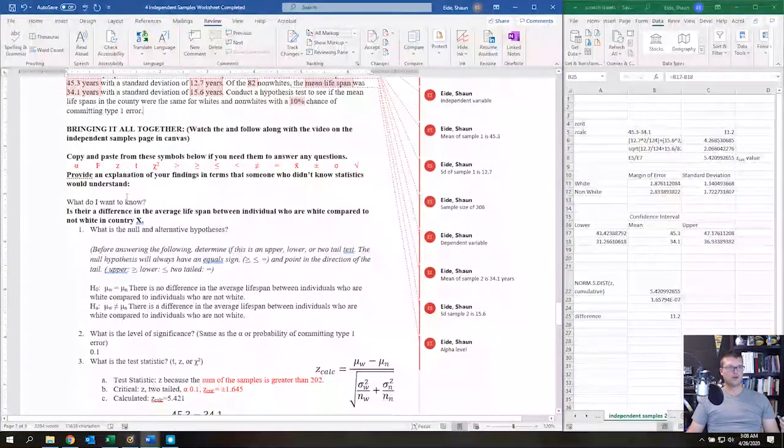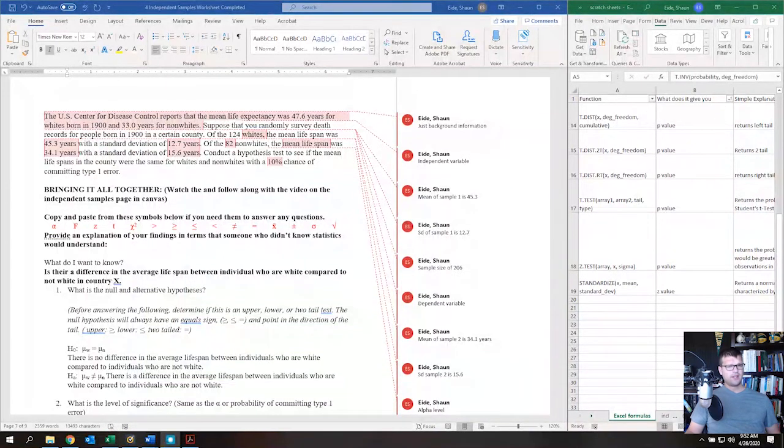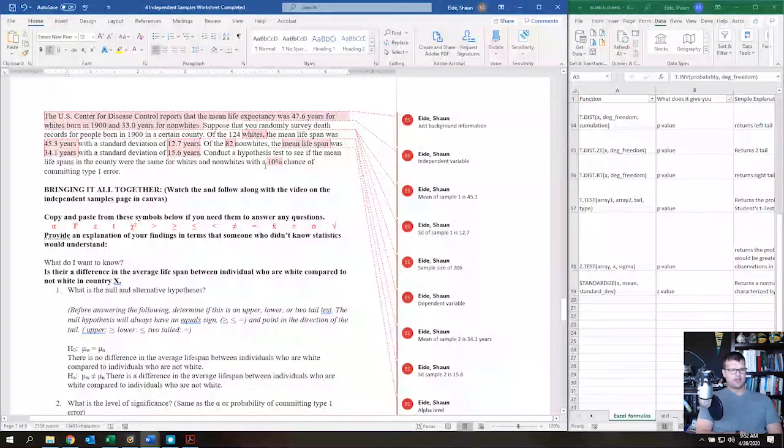So let's go ahead and go down here. What is it that I really want to know? What I really want to know is, is there a difference in the average lifespan between individuals who are white compared to not white in this particular country that we're talking about? Before we do that, we need to determine, are we assuming that individuals who are white are going to live longer, or individuals who are white are going to live less? And notice that it's in that order, individuals who are white as compared to not white.